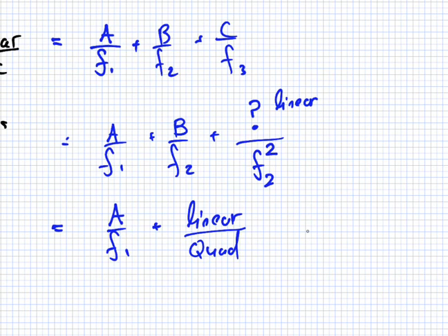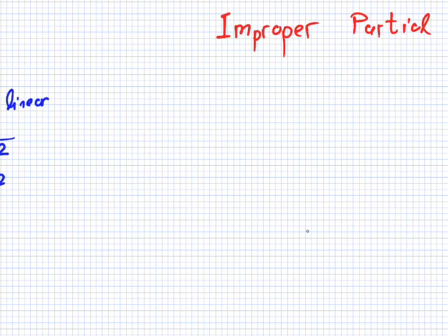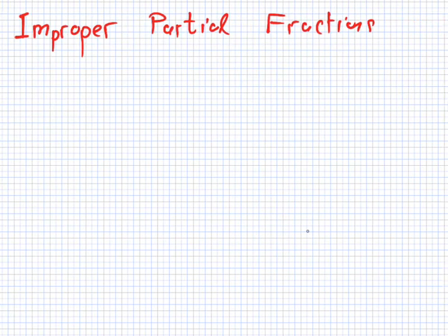Okay, so let's have a look at the topic for today then. If you remember, something is a proper partial fraction if the top is lower in power than the bottom. So for example, quadratic over cubic, linear over quadratic, linear over cubic, these are all proper. Improper partial fractions is the opposite, when the top is the same power or greater than the denominator.